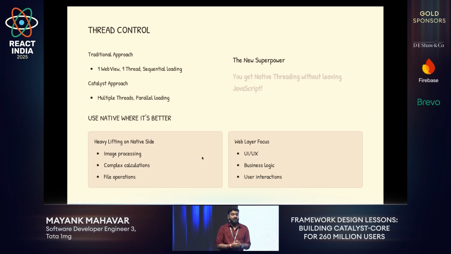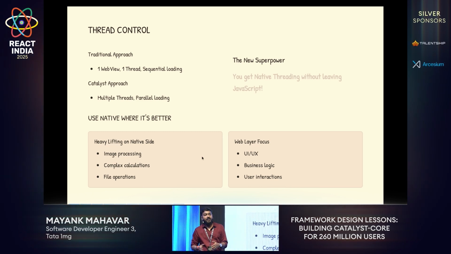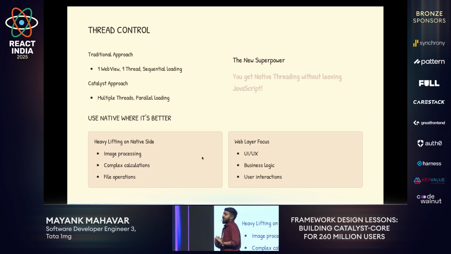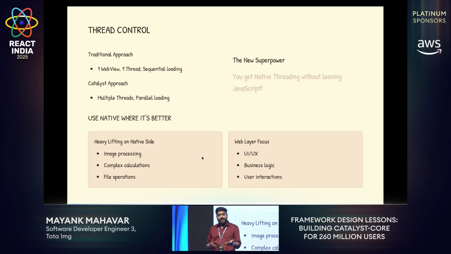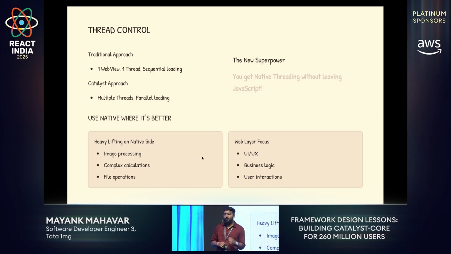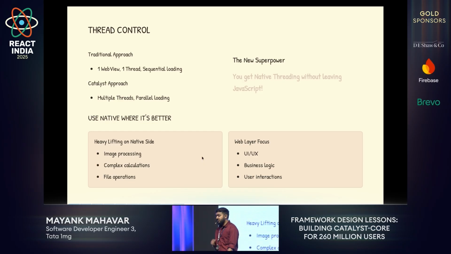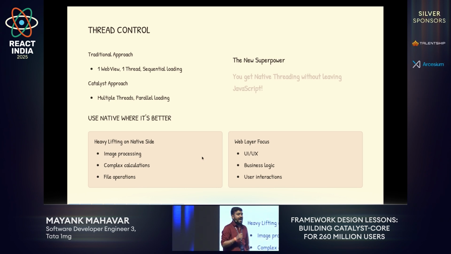Now, when we tried to understand WebViews and this universal app part of it, we understood that there are things which native does better than the web layer, and things which web does better. And we don't want a web dev to leave the web ecosystem and go do something in native, right? So there is something better, which is called threading. The traditional approach is one WebView, one thread, and it's sequential loading, so it feels slow. How do we solve it? We started creating multiple threads and allowed parallel loading. That happens without even leaving your web ecosystem.